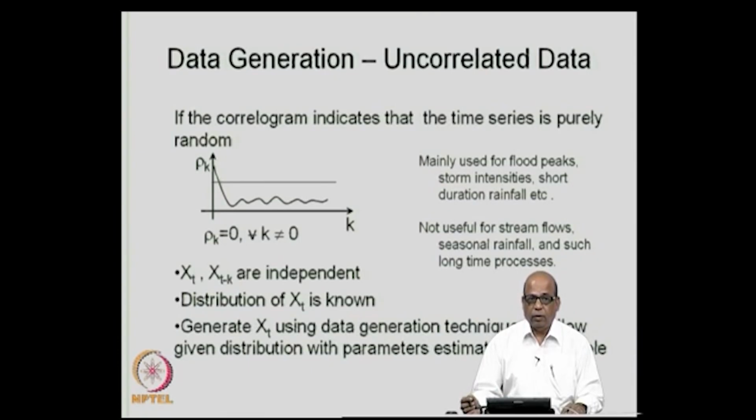in which case, if your distribution for x t is known, let us say that x t follows a normal distribution or a log normal distribution or gamma distribution, etc. So, if your distribution for x t is known or can be estimated from the observed data of x t along with its parameters, then what do we do? We have seen the methods of data generation earlier using the specified distributions.